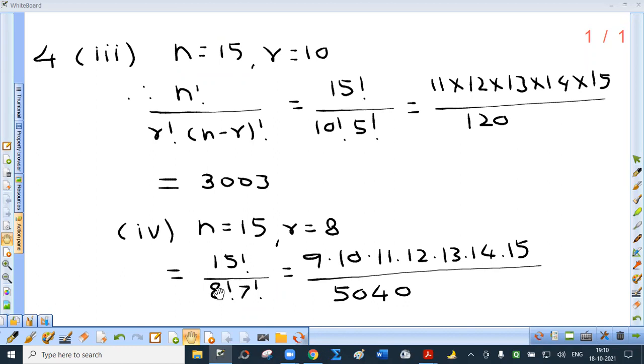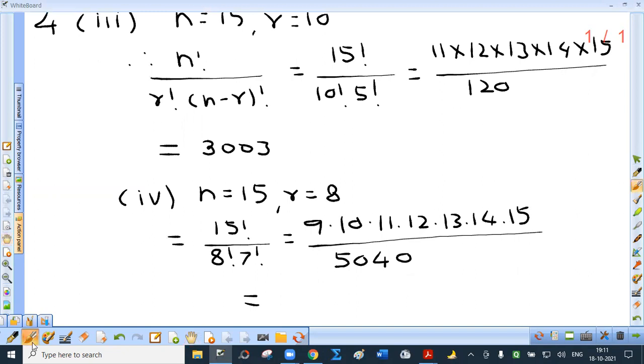Here 15 factorial upon 8 factorial into 7 factorial. 15 is greater than 7 and 8, but 8 is greater than 7. So 15 factorial is 8 factorial into. Go on adding 1 unless you get 15. So 8 factorial gets cancelled. 9, 10, 11, 12, 13, 14, 15. 7 factorial, I know the value, 5040. So substitute that value and tell me what is the answer. 6435.